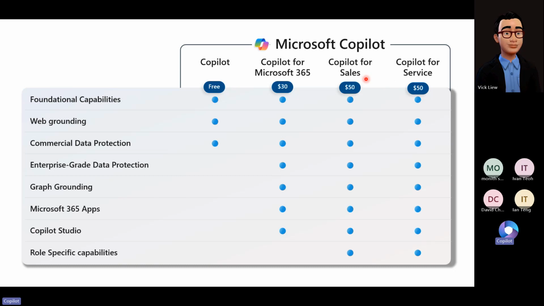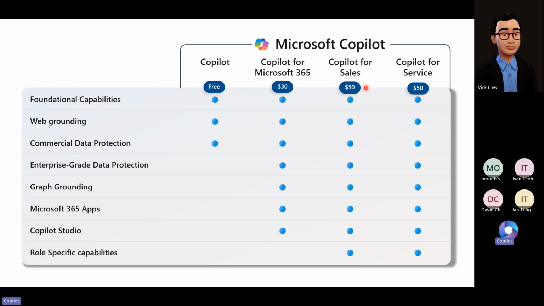So for sales, they included all the features that are available in Microsoft 365, but they also have other features that you can extend into if you're using Salesforce or Dynamics CRM. So you can actually have the AI capability as part of that application as well, similar to the Copilot for Service.